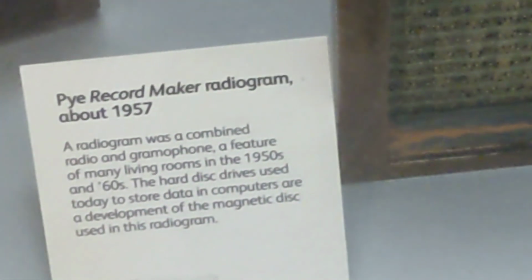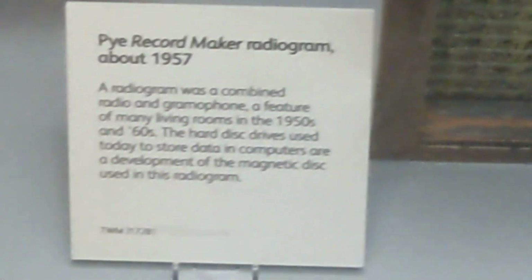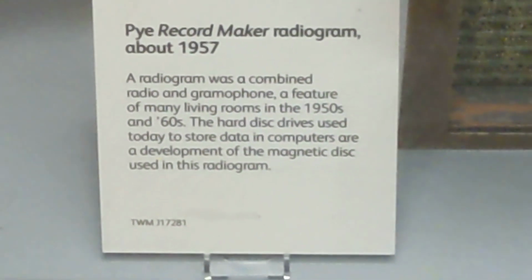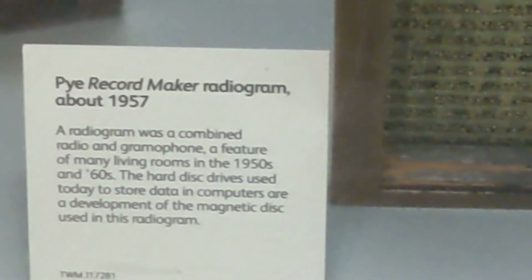HMV record maker radiogram, about 1957. A radiogram was a combined radio and gramophone, a feature of many living rooms in the 1950s and 60s. The hard disk drives used today to store data in computers are a development of the magnetic disk used in the radiogram, which is this.